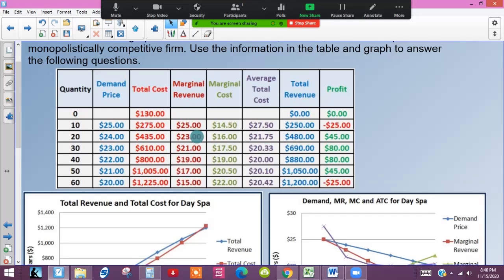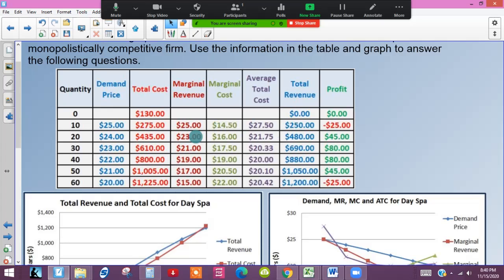So you want to make sure that you don't just take the change in total revenue, because you're jumping up here in units of 10 in the quantity. So we want the marginal revenue per unit, right? If we add 10 in the quantity and the revenue changes by 230, then per unit, that's a marginal revenue of 23, right?